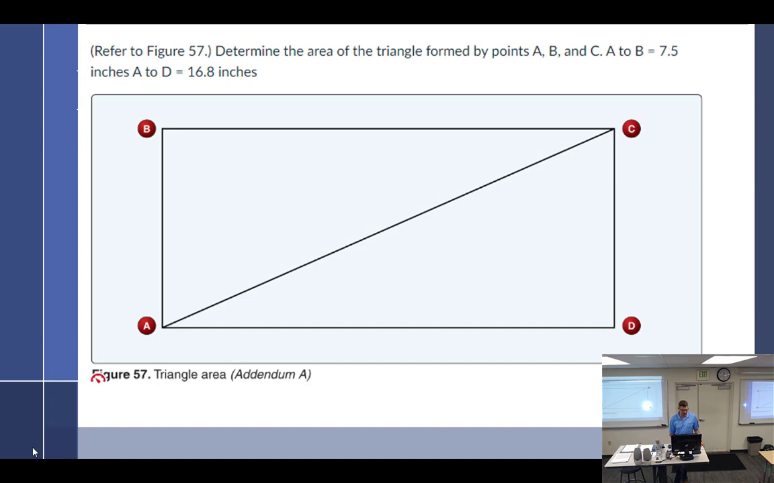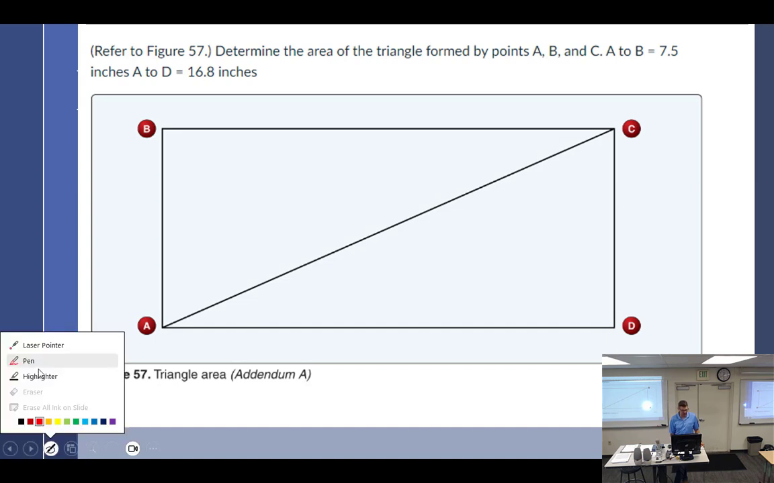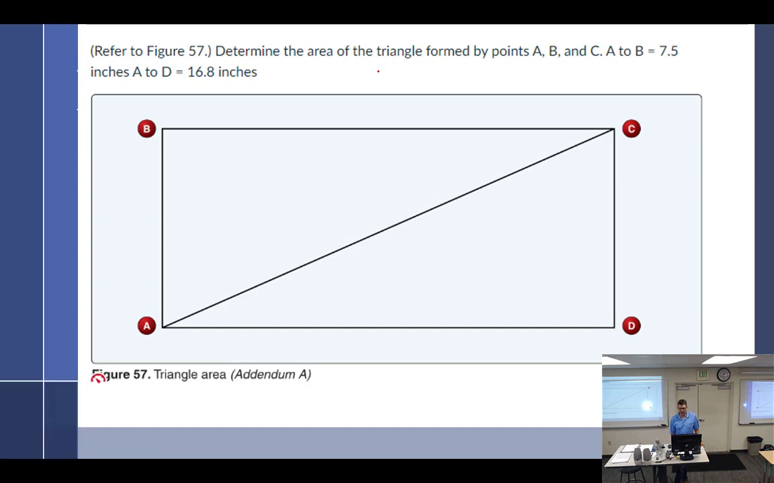If A to B equals 7.5 inches, and A to D is 16.8. Well, guess what? It's 16.8 up there too, inches. So how hard is this one? This is super simple. What are we going to do? Multiply 7.5 by 16.8 first, and then divide by 2.